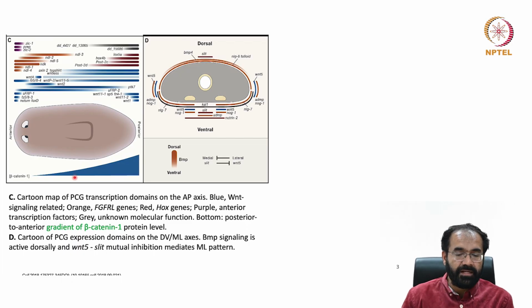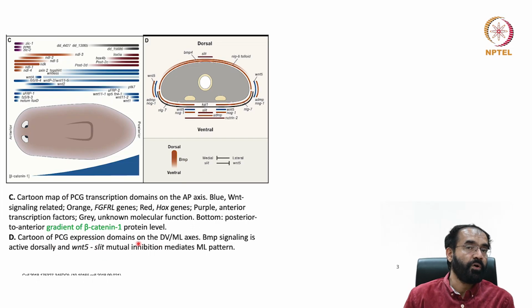Same way in the D panel, the cartoon map of the PCG transcription across the AP axis, and beta-catenin is the only one which you should follow seriously, and other genes are basically contributing to the stabilization of the beta-catenin. That is nothing but the effector of Wnt signaling which goes into the nucleus. If you see this dorsoventral axis on the right side, that is a BMP, cartoon of PCG expression.